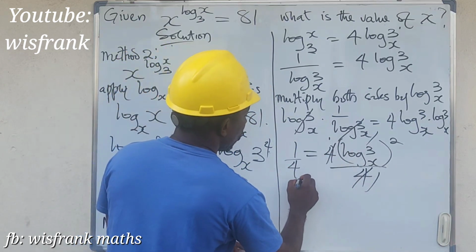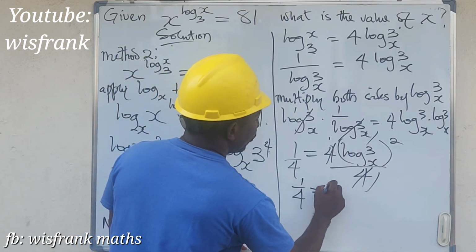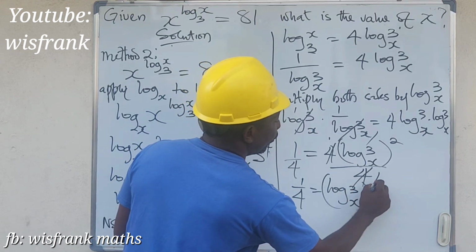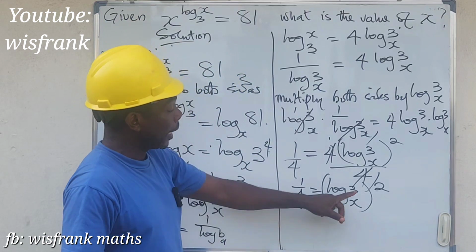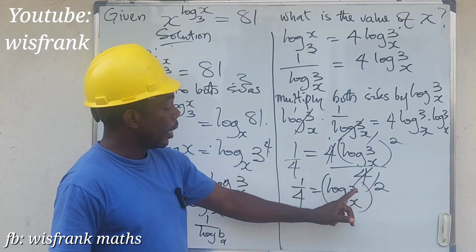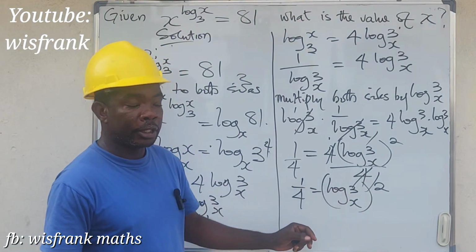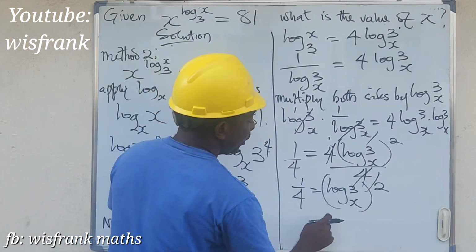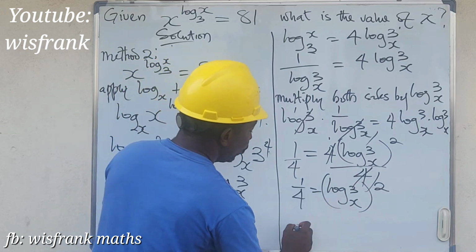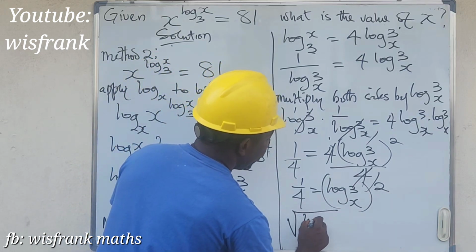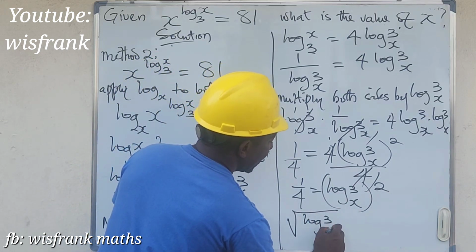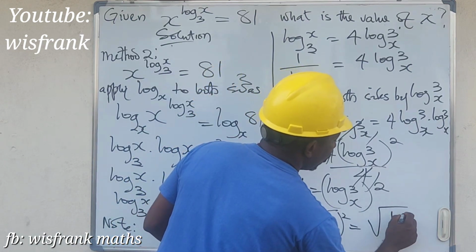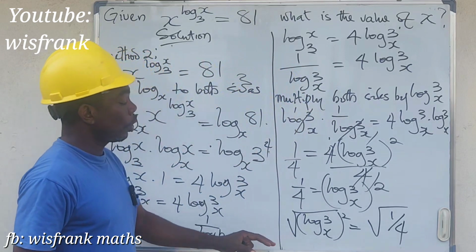We are now left with 1 all over 4 equals (log 3 base x) all to the power of 2. For us to clear this square, we have to introduce square root to both sides. Before we do that, we can move this side to this side and this side to this side. So rearranging, this will become the square root of (log 3 to base x) all to the power of 2 equals the square root of 1 all over 4.